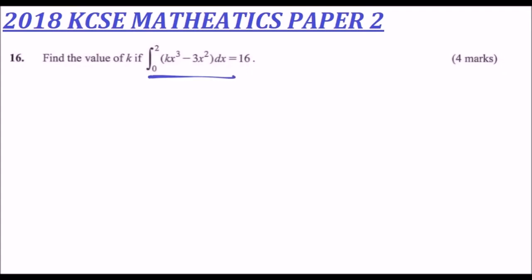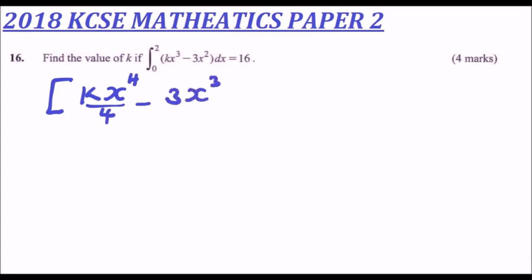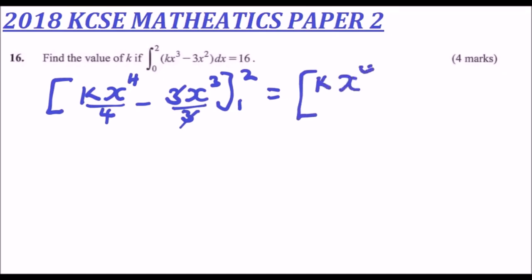expression, and once we integrate, we'll put the square bracket. So when you integrate the first one, you get kx to power 4 divided by 4. The second term you get 3x³ divided by 3, and then you put the limits 2, 0. Of course, 3 divided by 3 is 1. So you end up with the bracket kx⁴/4 minus x³ with the limits 2 to 0. So that is what we have.